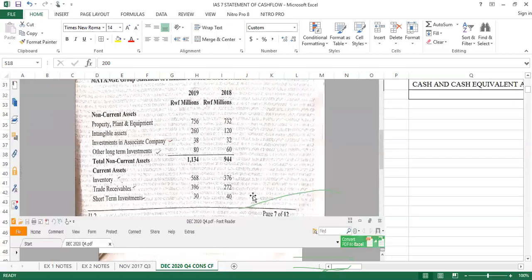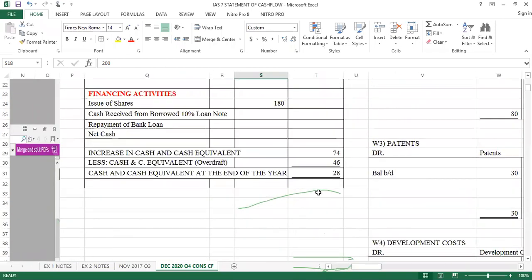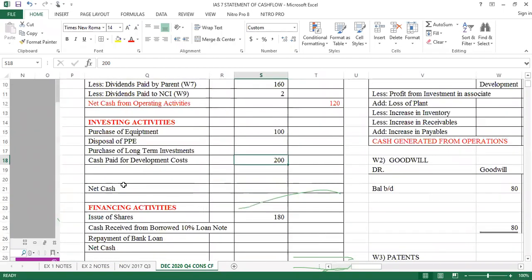So we go to short-term investments. Short-term investments moved from 40 million to 30 million. It means there was a disposal. In the process of disposing these short-term investments, we earned 10 million. So that is cash received from disposal, 10 million.